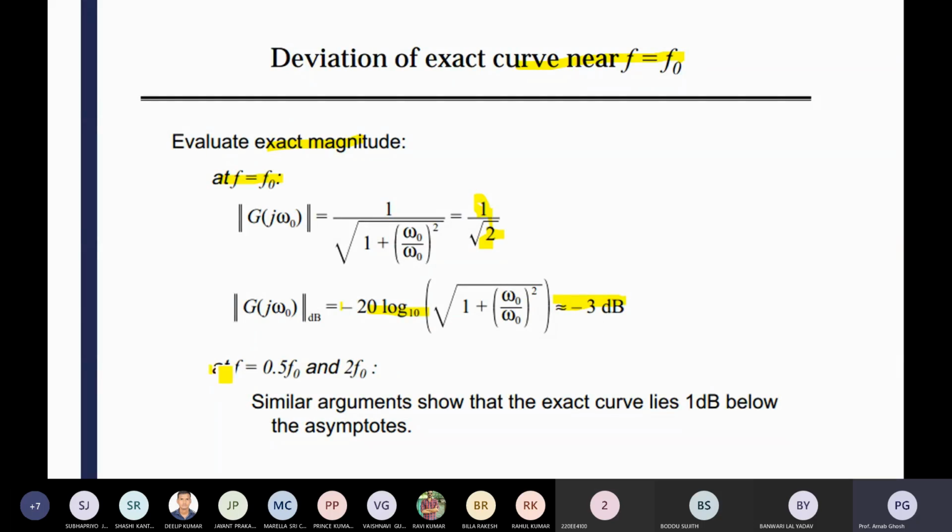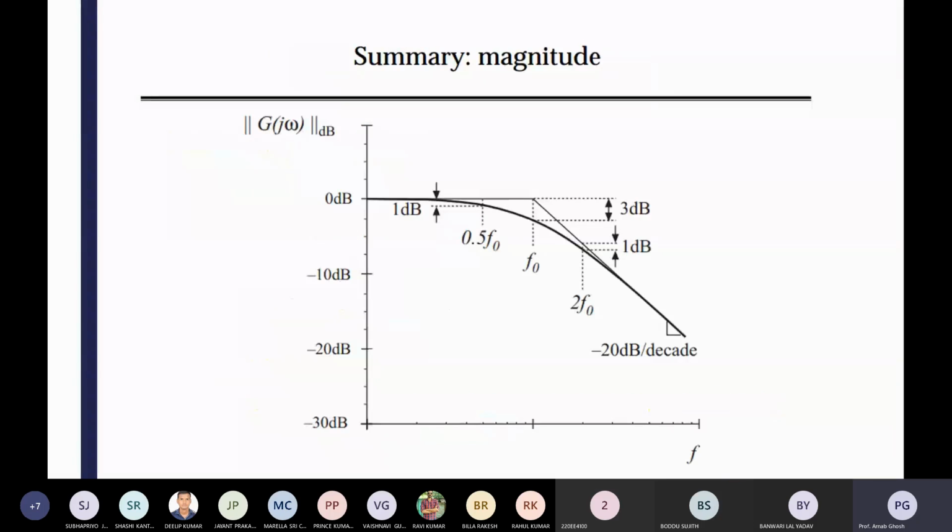Okay, at f equal to 0.5 f0 and 2f0, what will be the value? The similar argument will be similar. Okay, the exact curve is 1 dB below the asymptote, meaning it is not perfectly 1 dB, it's below by some value, so that is minus 3 dB deviation. Practically what happened? At 0.5 f0 the argument is same, but it is nearer to 1 dB. Okay, same, it is also 1 dB for the 2f0 value, and it is a minus 20 dB per decade line. So exactly it should come like that. Okay, that is your exact value.